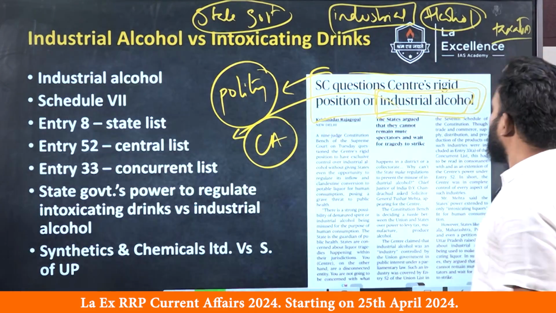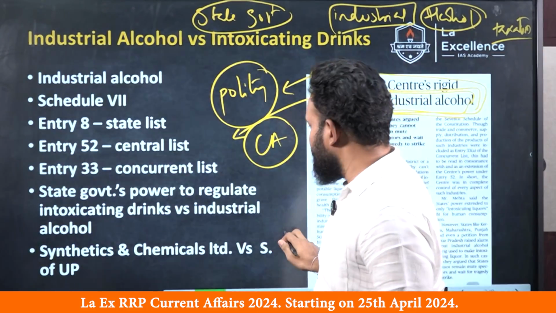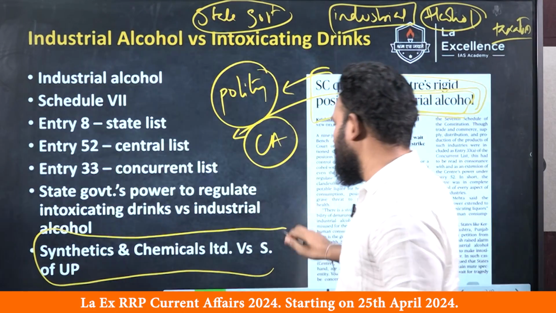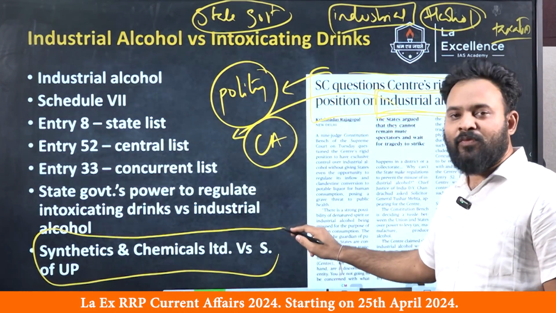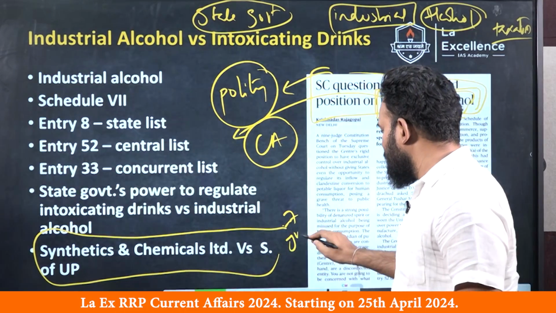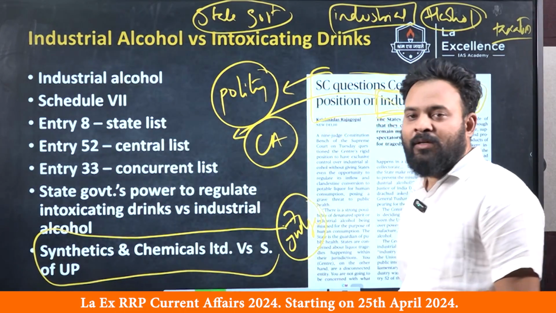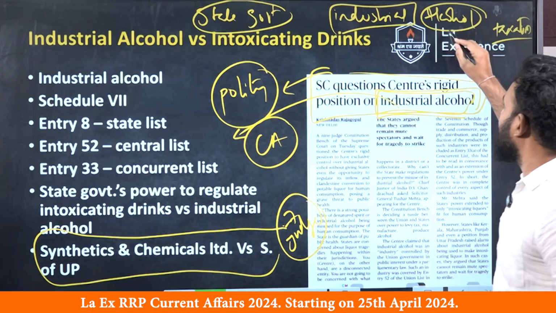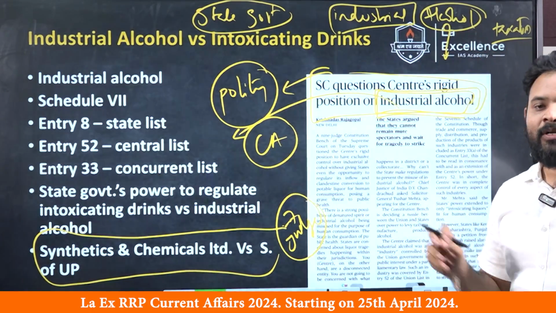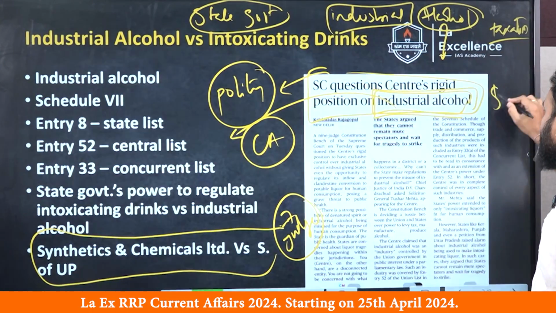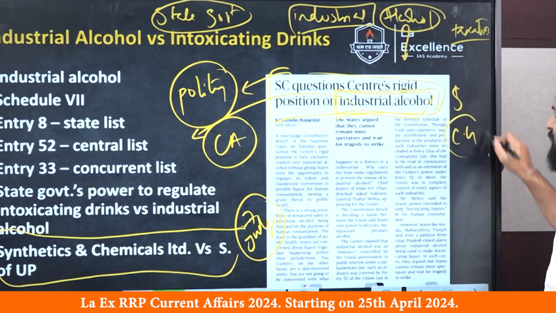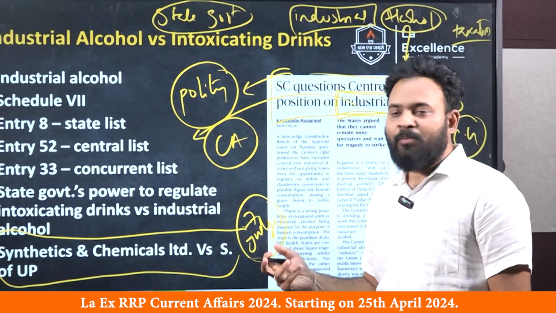Intaku mundu there is a 7 judge bench in this case, Synthetic and Chemicals Limited versus State of UP. This is a 7 judge bench which already gave a judgment that state governments ki industrial alcohol meeda regulate cheyochu, but taxation power matram central government ki matrame undi ani oka judgment ichindi. Dan tarvata vere regulations vachayi.